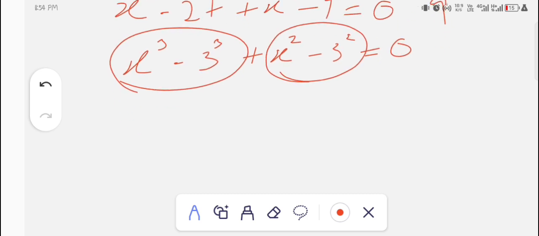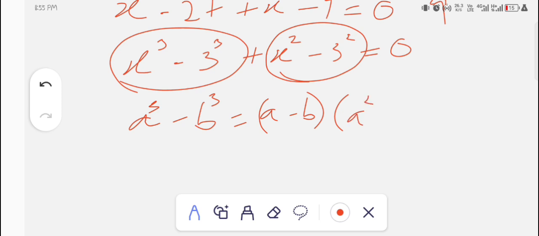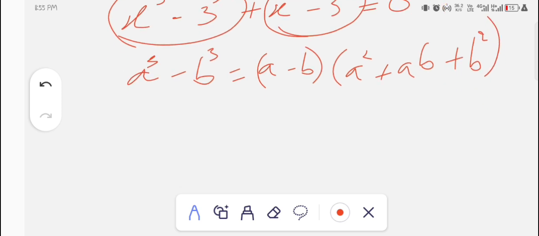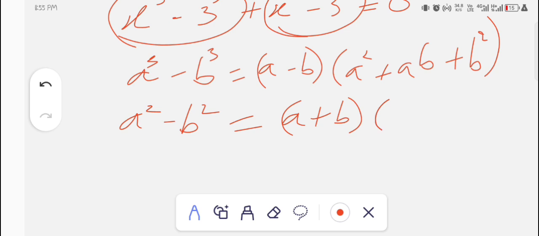We move on now. We know algebraically that if we have a raised to the power of 3 minus b raised to the power of 3, this is equal to a minus b multiplying a squared plus ab plus b squared. Are we there? And we also know that the difference of two squares, a squared minus b squared, is equal to the product of their sum and their difference. So we have a plus b multiplying a minus b. Does this make sense to us?